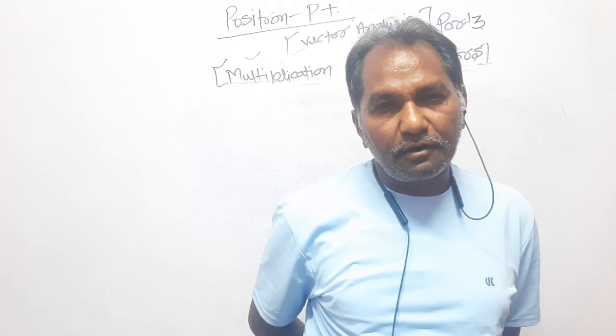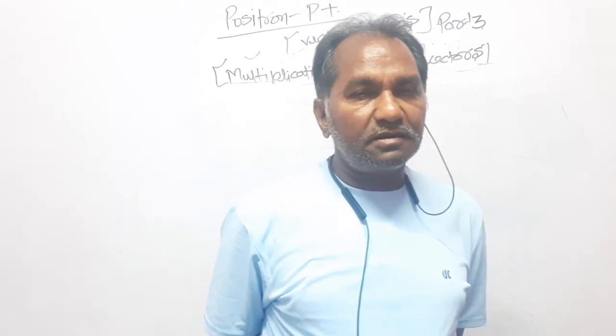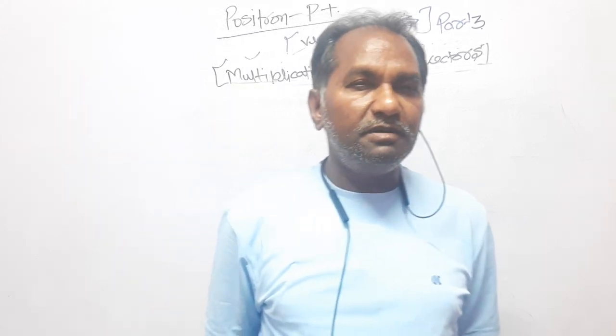And a very important formula we discussed at that time is R equals under root A square plus B square plus 2AB cos theta. What is that? If the two vectors, vector A and vector B, make an angle theta with each other, then their resultant R will be equal to under root A square plus B square plus 2AB cos theta.